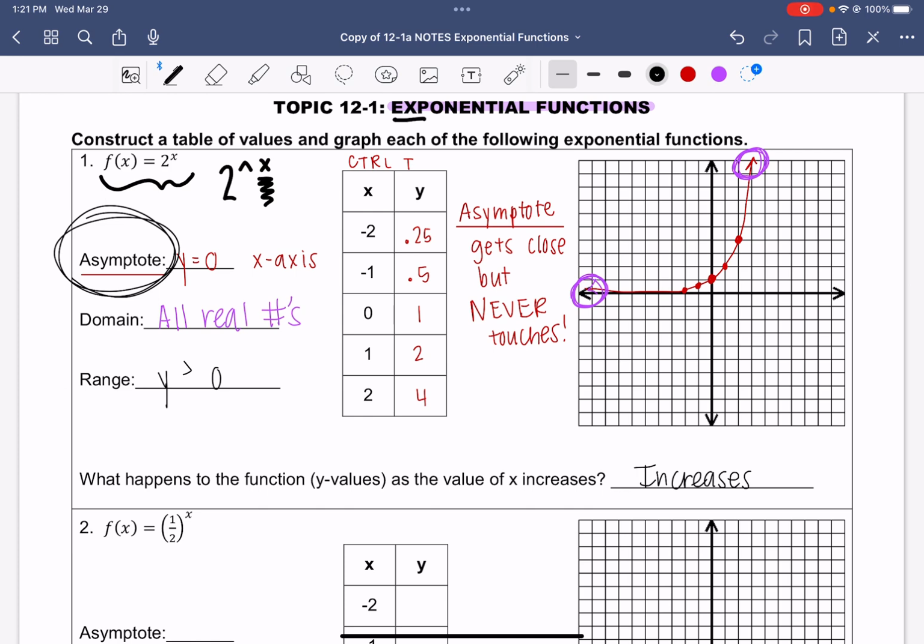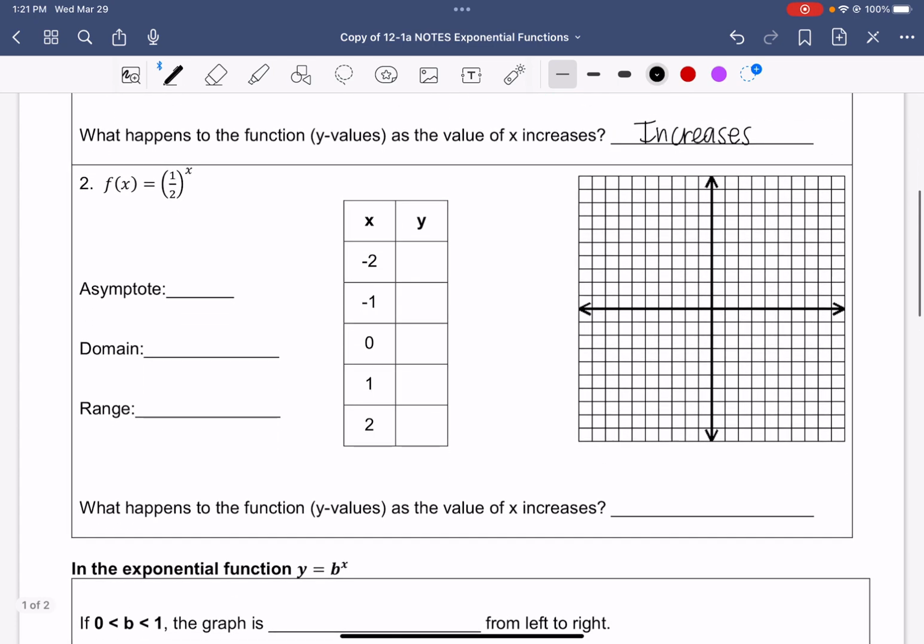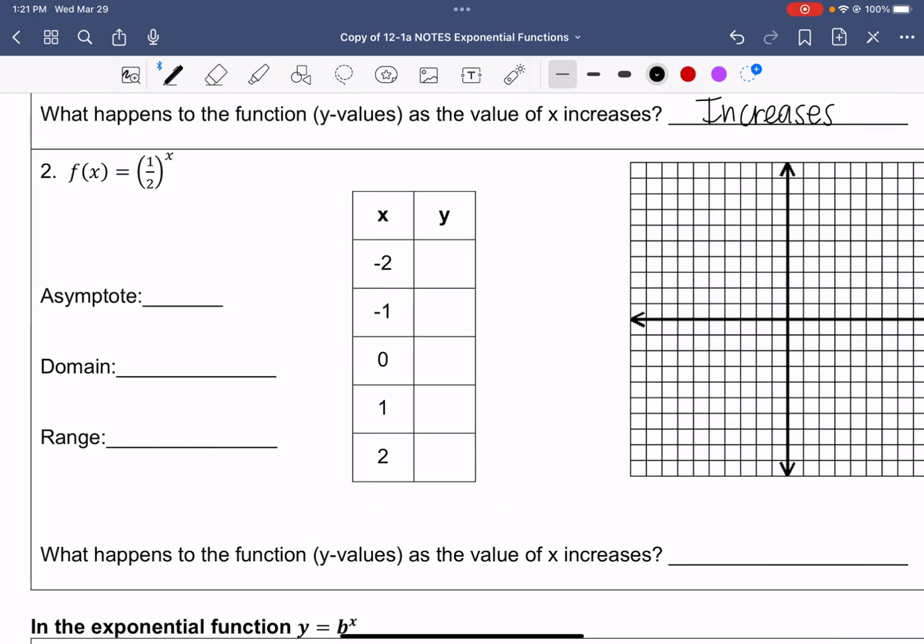All right. So that's what an increasing exponential function will look like. So number 2, we're going to do the same thing. I want you to clear your graph and graph this one.